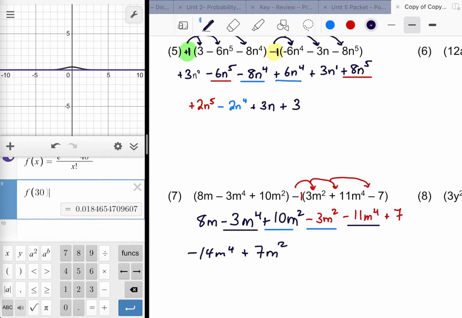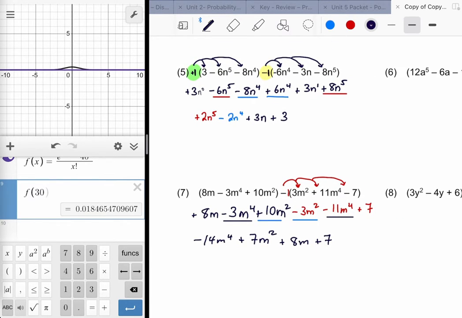And the remaining terms aren't like anything else, and they're not like each other. That 8m in the front can be thought of as a positive 8m. So I would say plus 8m plus 7. All right.